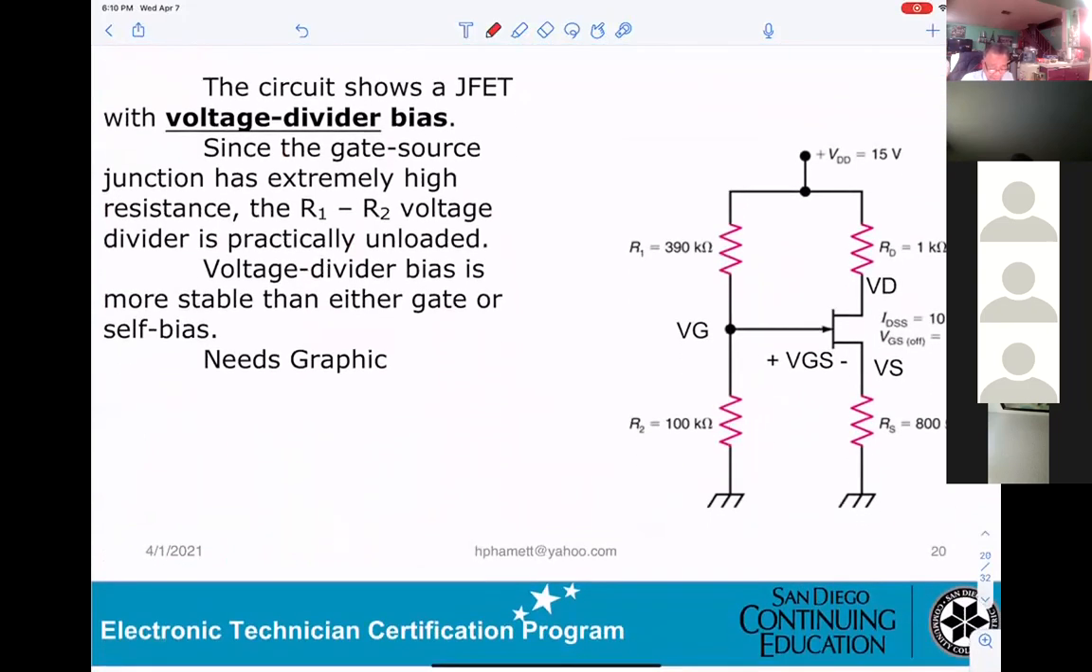And another one will be voltage divider bias. Okay, so voltage divider, we already went through it in an NPN PNP transistor. And now they apply it to the JFET. However, that will also be more complicated.